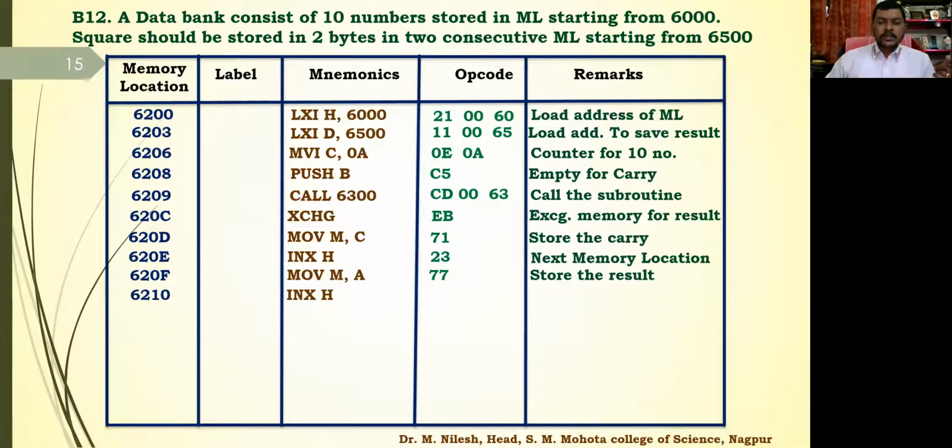So now the HL pair is having 6502. For the next result or carry, we have to increment this. So it is being done. Now we can again exchange the data, so DE and HL are being exchanged. HL is now containing 6000 and DE is now containing 6502. Yeah, right.